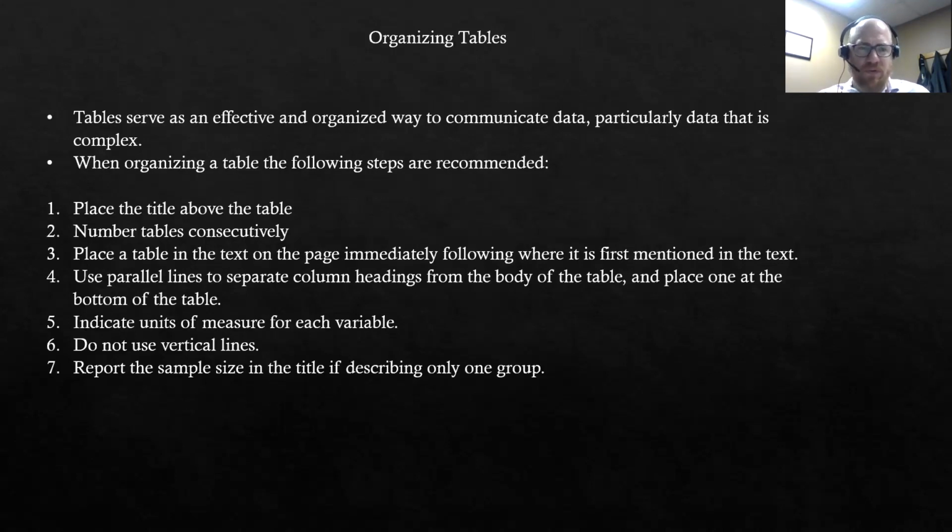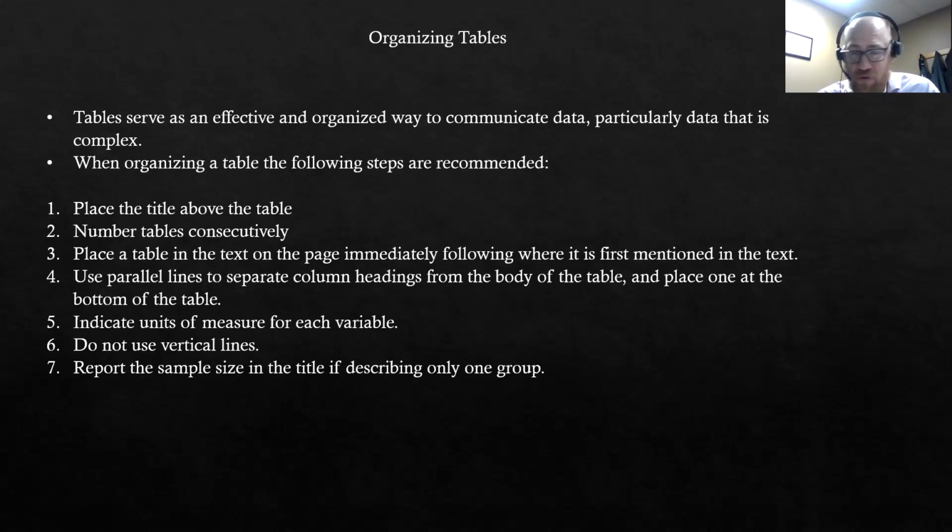So just a few tips on organizing tables with complex data, right? If we're putting a table in, put the title above the table. We need to number those tables consecutively if we have more than one: table 1, table 2, table 3, and so on and so forth. We need to place a table in the text on the page immediately following where we first mention it. Often what we'll find in a paper is that we'll be writing our results section and then in parentheses, table 1. Right after we mention table 1 in writing, it's important to include the actual table as soon as possible after that, in the results.